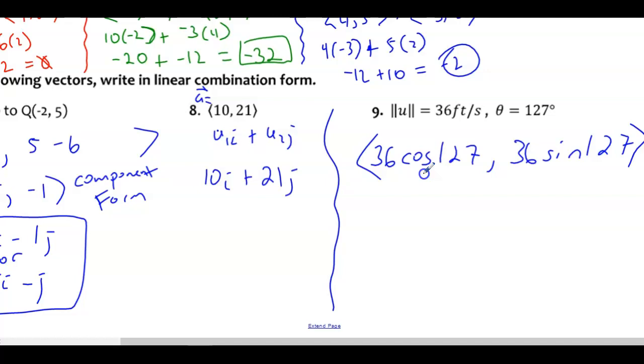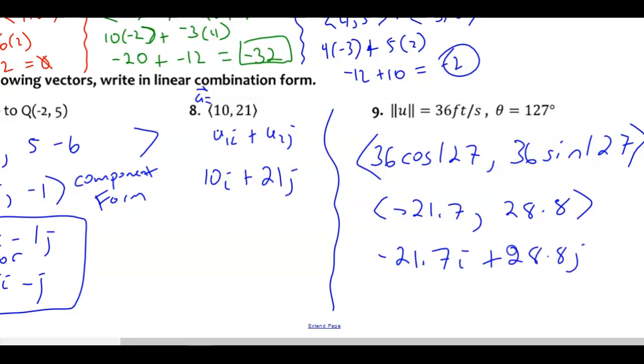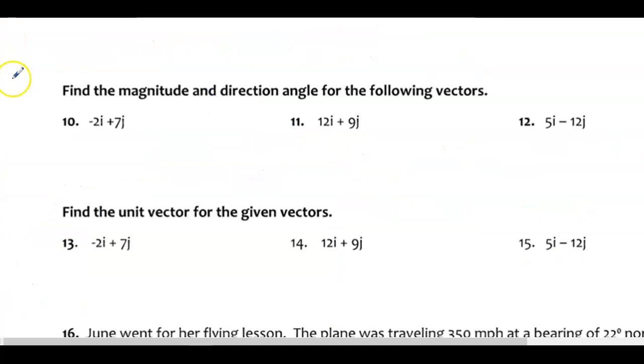36 cosine of 127 gives me negative 21.7. And 36 sine of 127 will give me 28.8. So now I put that in linear combination, which is negative 21.7I plus 28.8J. All right, that concludes the front. Let's see what the back is holding for us.